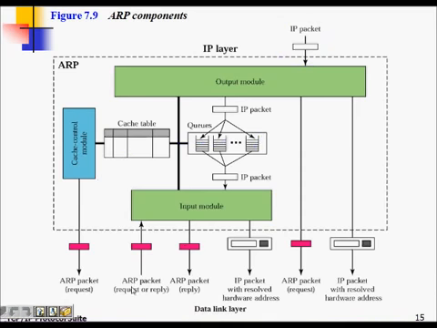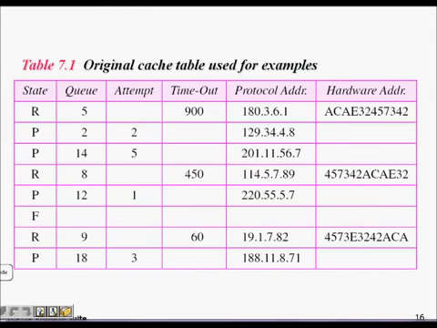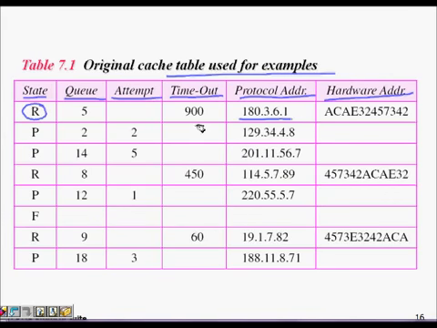Okay, so let's try to see. This is a cache table for our example. Here you see there is a state, a queue number, number of attempts, timeout, the IP address and its hardware address. Okay, so these things are there in the table. State R means that I already know that for this IP address you have this particular MAC address and it's resolved, and this queue number tells you that if you are forwarding a packet to this particular IP address, you need to send it into queue number 5.